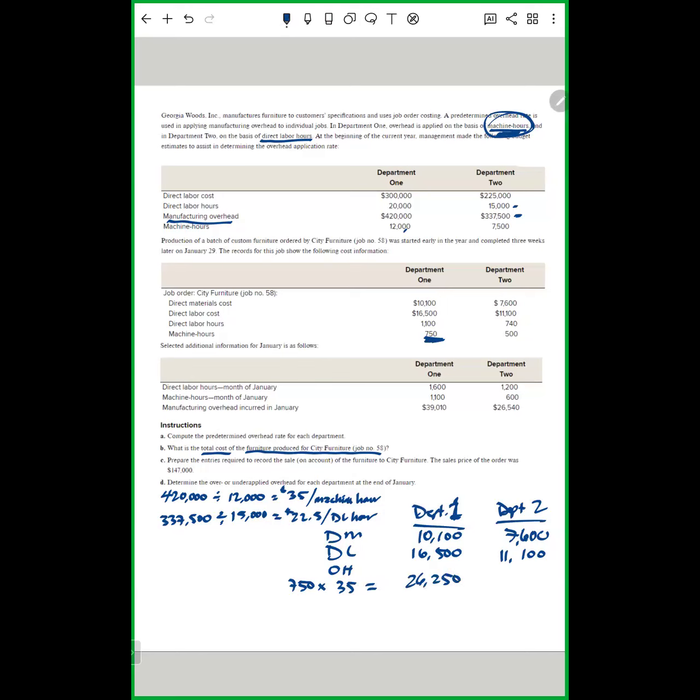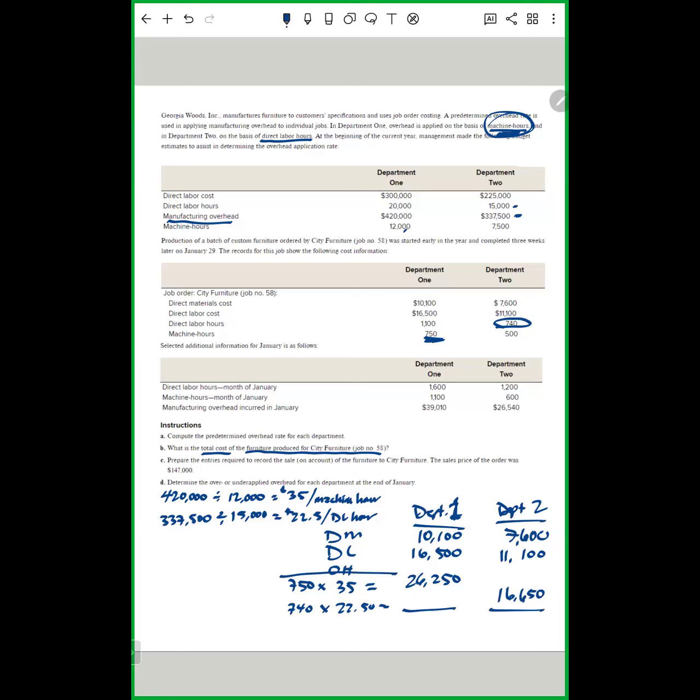And then for Department 2, the calculation is a little different because in Department 2, we use direct labor hours. So we use the 740 and we multiply times the 22.50, right? To get our overhead. All of this is the overhead calculation. All right, 740 times 22.50 that we calculated before, and I get 16,650.